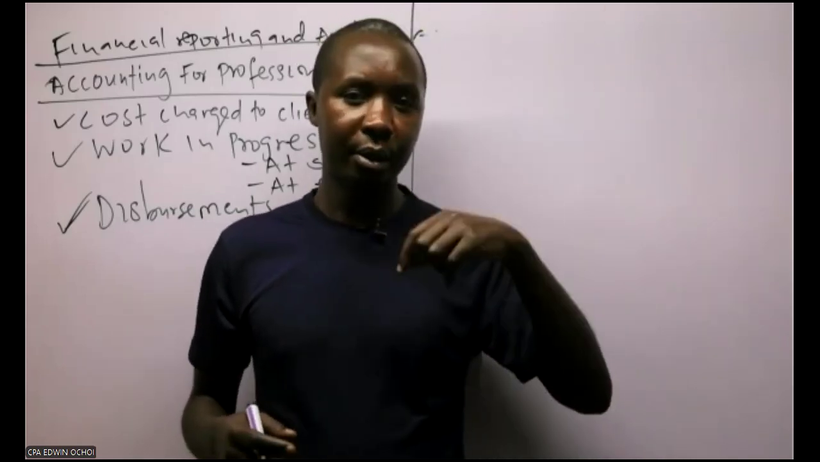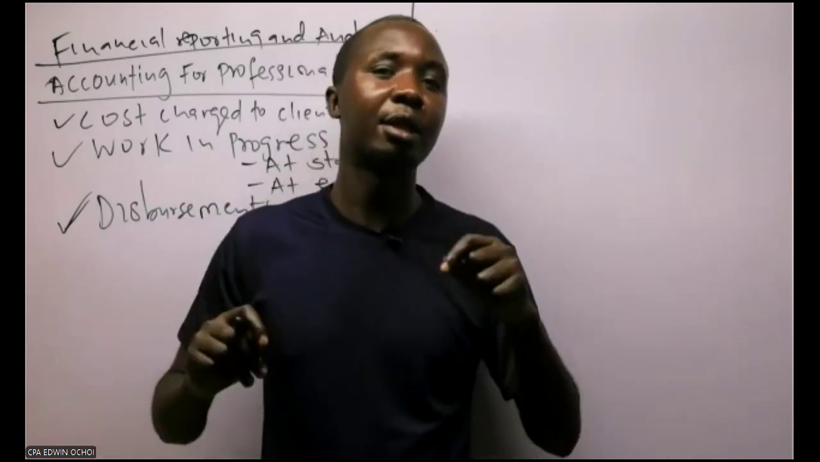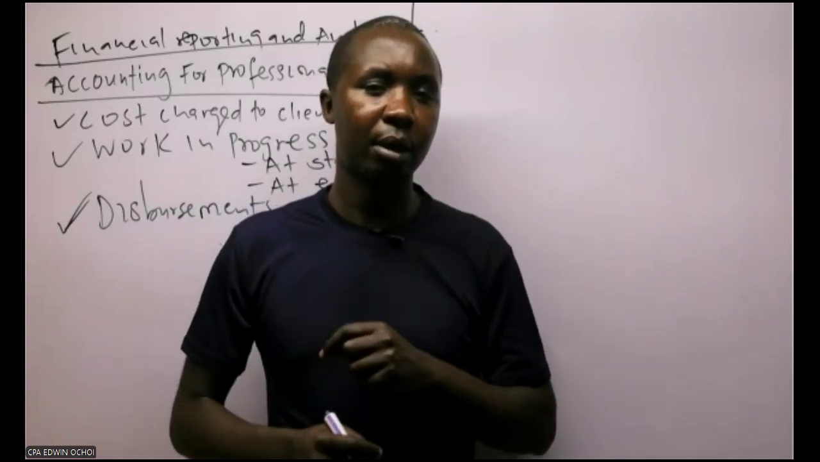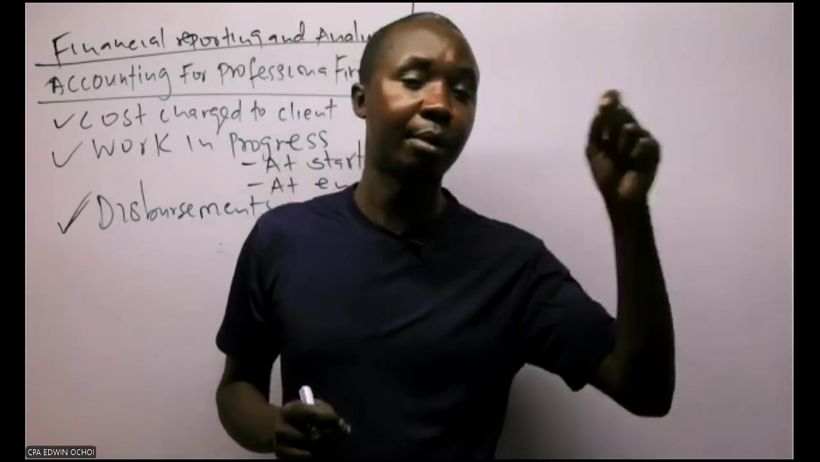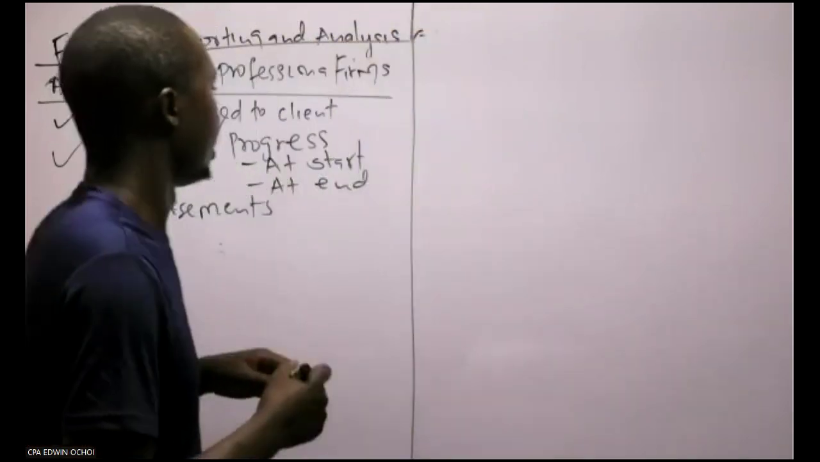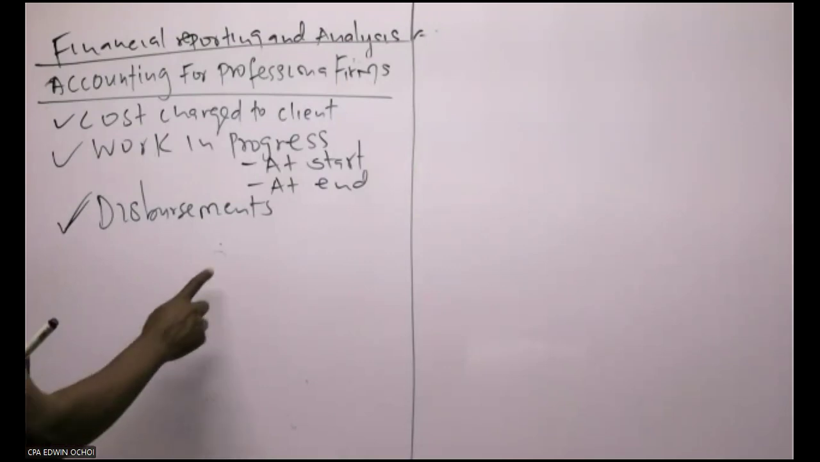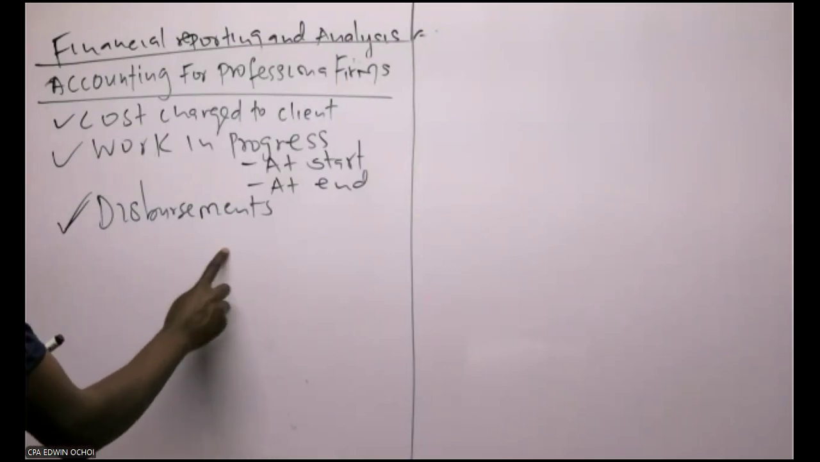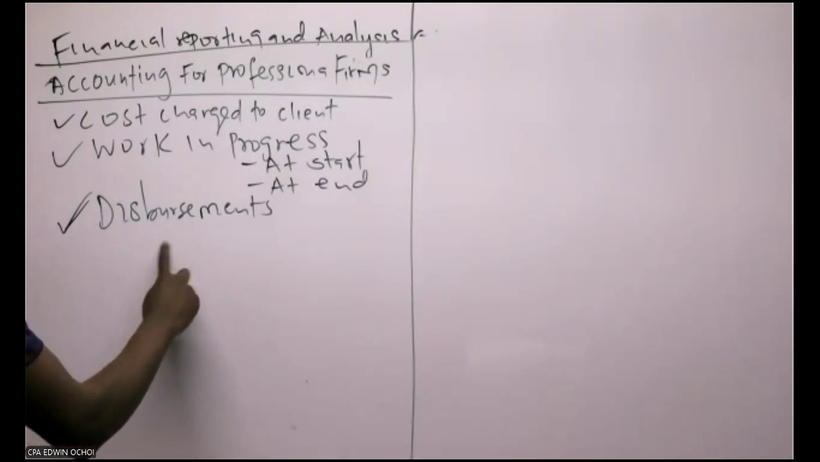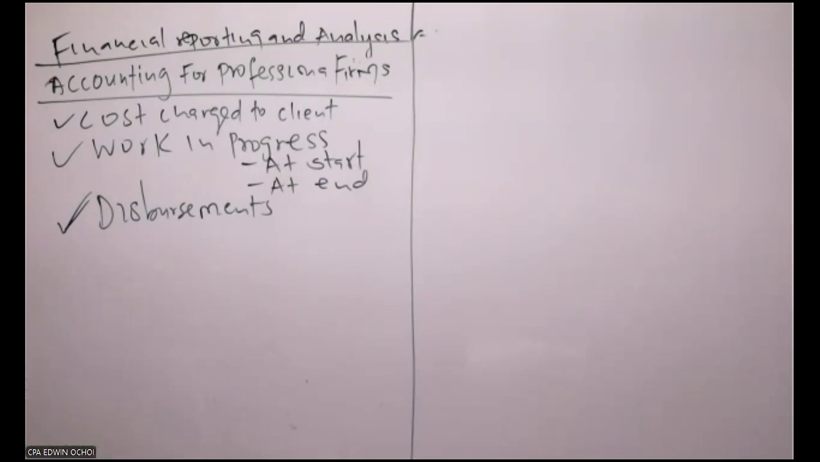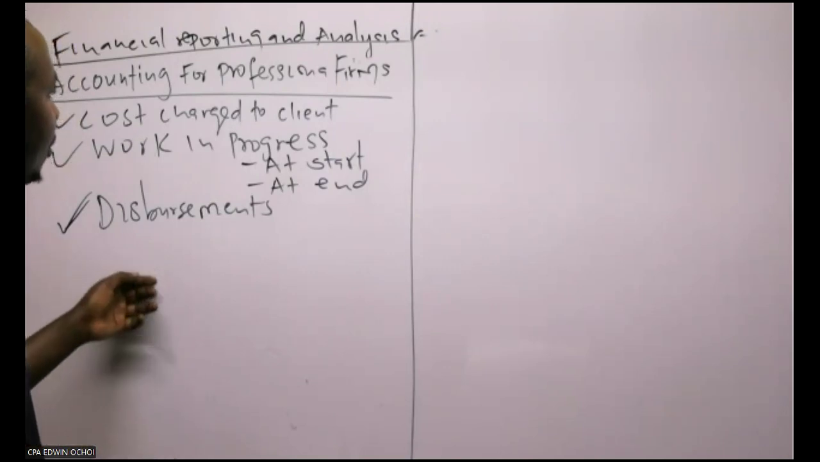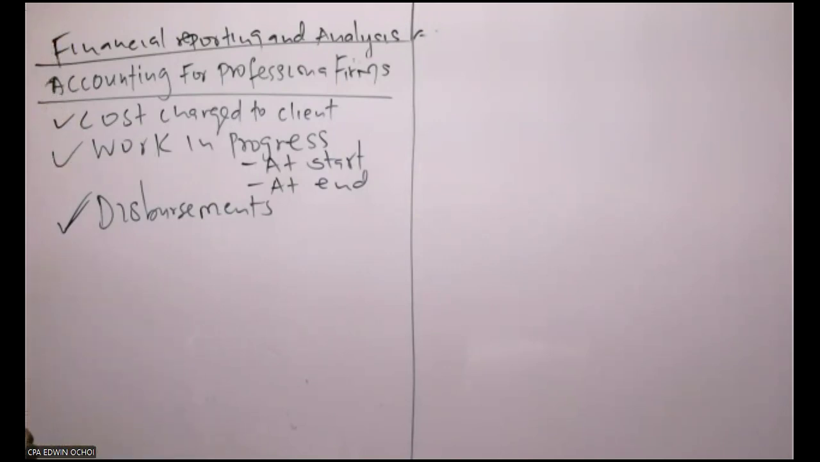To the firm, that disbursement is an asset. It's an asset because the client must pay the firm. It's a payment made on behalf of the client. I don't think there's anything else. That is the major thing, nothing else. Those are some of the key terminologies you need to know.